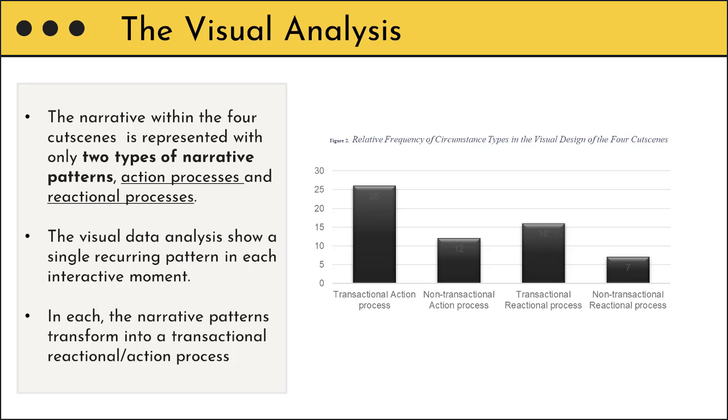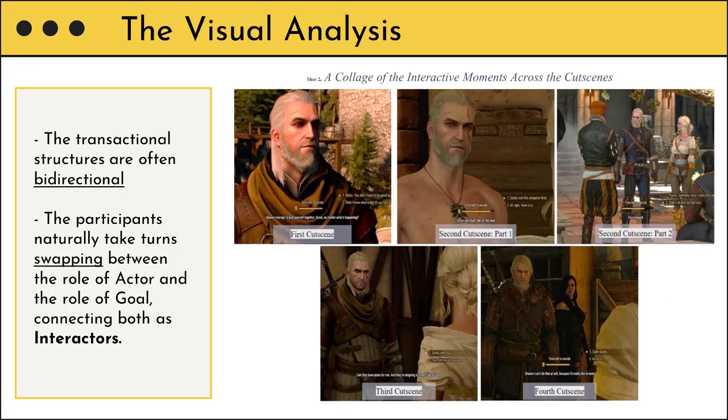The visual data analysis shows a single recurring pattern in each interactive moment. In each, the narrative patterns transform into a transactional, reactional, or action process. The transactional structures are often bidirectional. The participants naturally take turns swapping between the role of actor and the role of goal, connecting both as interactors.